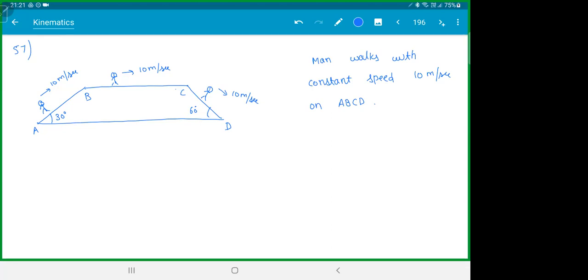So listen carefully to the data here. When this guy is going on the line AB, on AB, he sees the rain falling vertically. Now, no information is given about the rain.